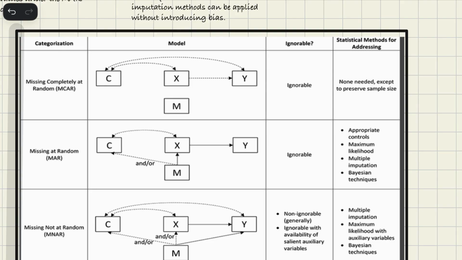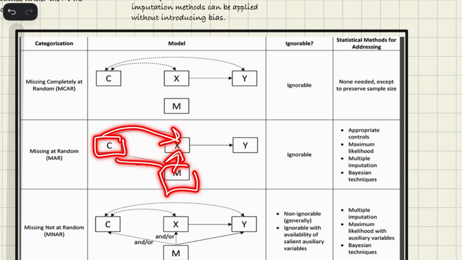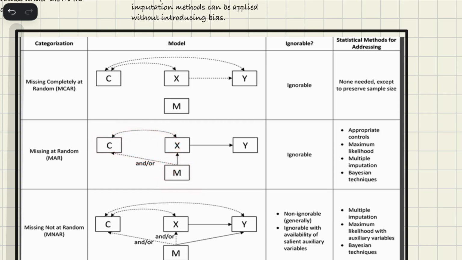Alright, then we have missing at random. In this, you notice that c influences x, right? And missingness is related to either x or c. So the missing data is related to the variable x or c, right? And missingness is not directly related to the unobserved value y. So this is an unobserved value, it is not related to that.